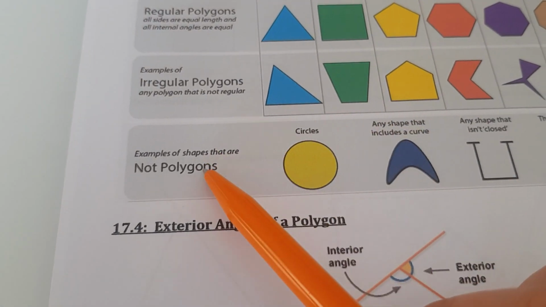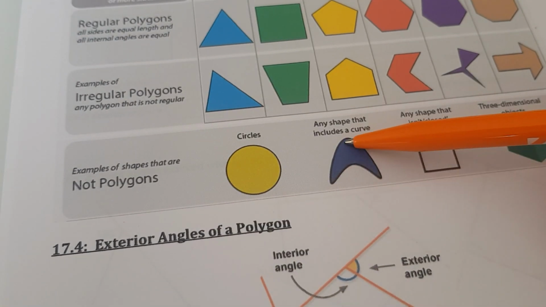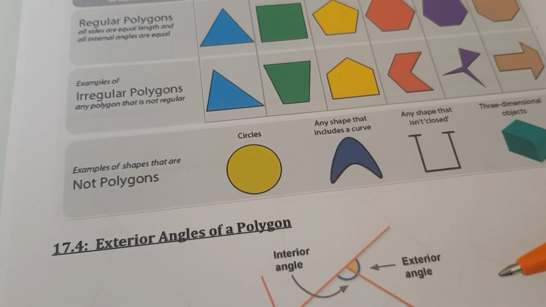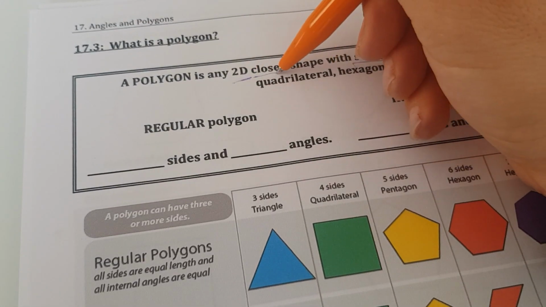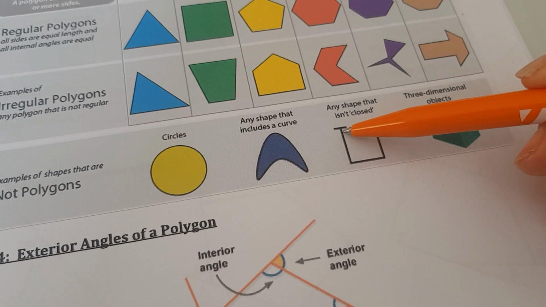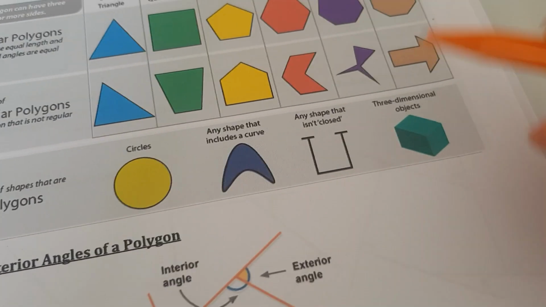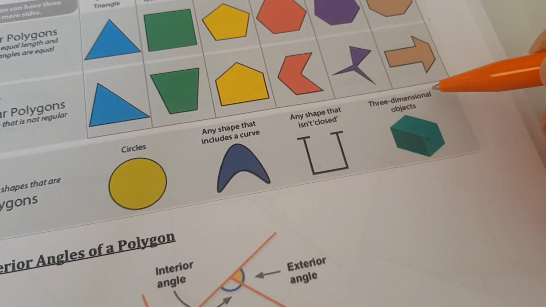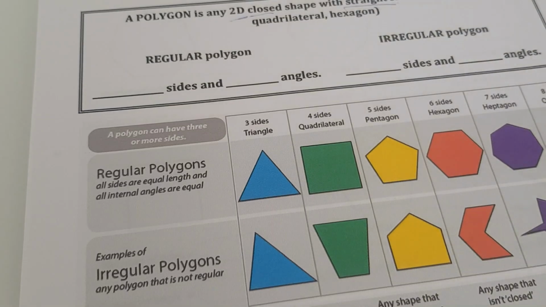Also, these are not polygons. A circle is not, and a shape with curves is not, because it needs to have straight sides. And apart from that, it needs to be closed. So, this is not closed. It does have straight sides, but it's not closed. This is not correct because it's 3D. 3D shapes are not correct. We need 2D for polygons.